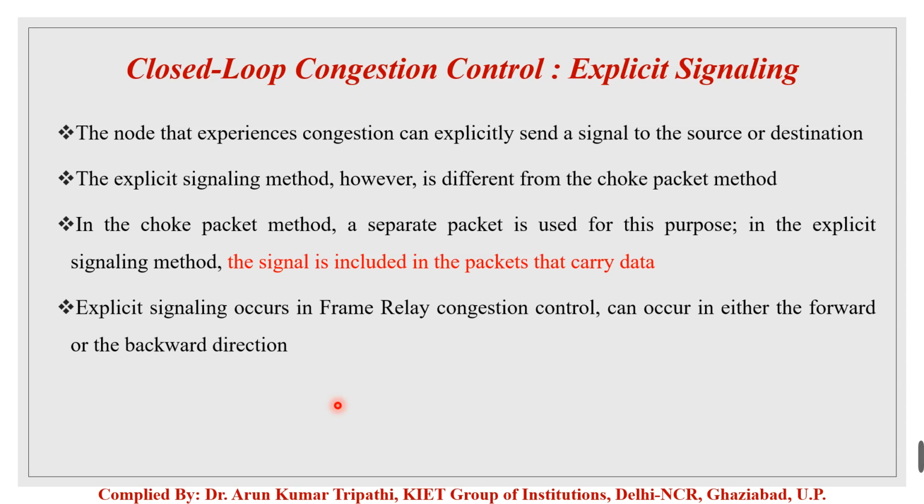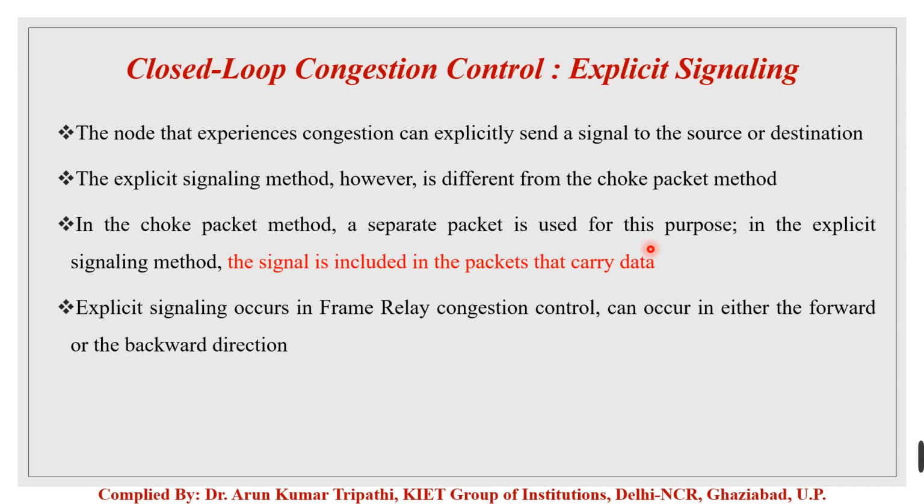In explicit signaling, the node that experiences congestion can explicitly send a signal to the source or the destination. Is this also done in the choke packet? No, it is different from the choke packet. In the choke packet method, a separate packet is used for this purpose. In the explicit signaling method, the signaling is included in the packet that carries data. There will be no separate packet.